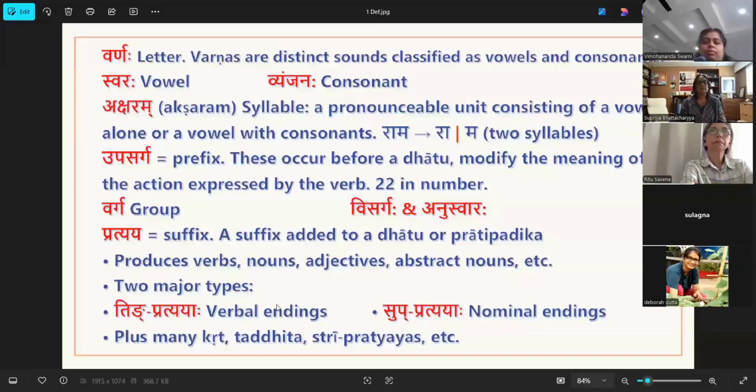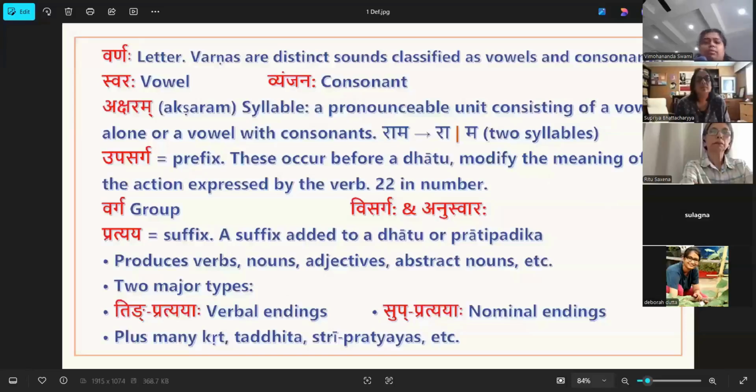Pratyaya comes after: a suffix added to a dhatu or pratipadika. These pratyayas produce verbs, nouns and adjectives. There are many types of pratyayas. Two major types are sup and ting. Sup forms nouns, ting forms verbal endings. Another two are krit pratyayas and taddhita pratyayas. We will see all this later. Don't try to learn too many things at one time.